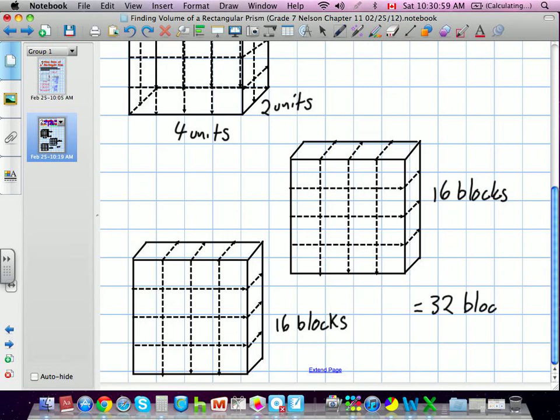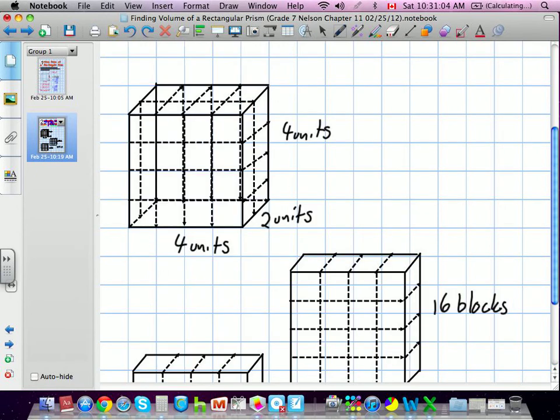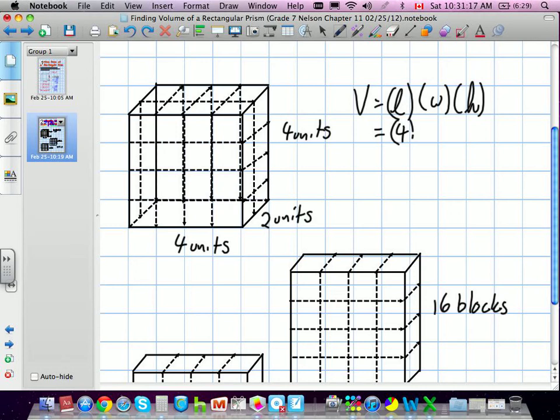So, what I'm going to do here, remember volume is our length times our width times our height. Okay, so what is our length in this one? What about our width? And our height? Alright, so let's multiply these. What's 4 times 2? 8. Okay, so 8. We've got to multiply by 4 again after. What's 8 times 4? 32. 32 units. Or, just like we had below, it is 32 blocks, right?